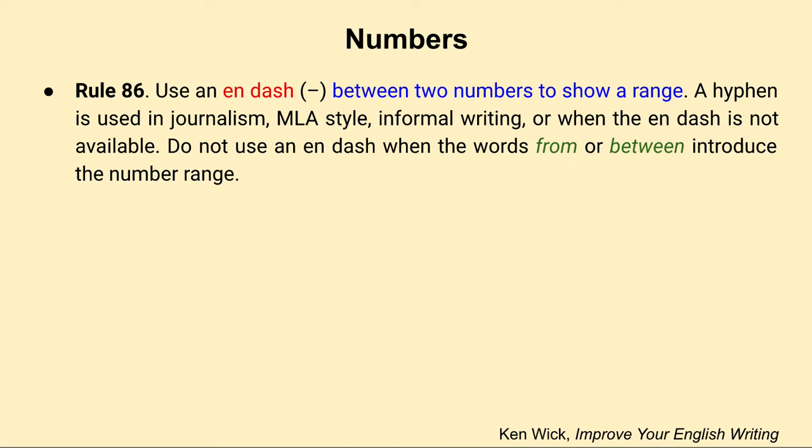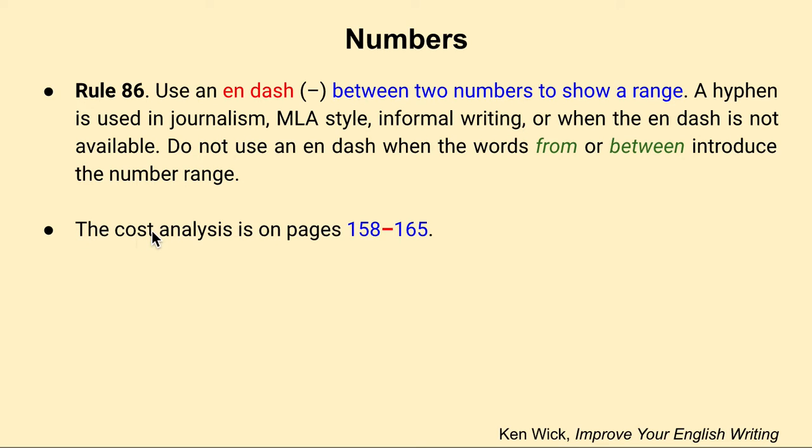So our next rule is about inclusive numbers. Use an en dash between two numbers to show a number range. A hyphen is used in journalism, MLA style, informal writing, or when the en dash is not available. Do not use an en dash when the words from or between introduce the number range. So basically, if you have a number range, use an en dash, except for journalism, MLA style, informal writing, or when you don't have the en dash available.